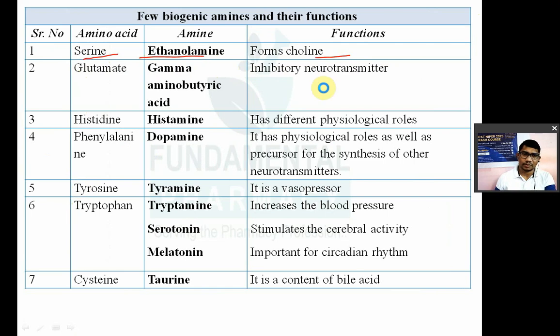So after the decarboxylation of glutamate, you are going to get gamma amino butyric acid. From glutamic acid only GABA is synthesized, which is an inhibitory neurotransmitter in the brain. From histidine, decarboxylation gives histamine, which has a physiological role.